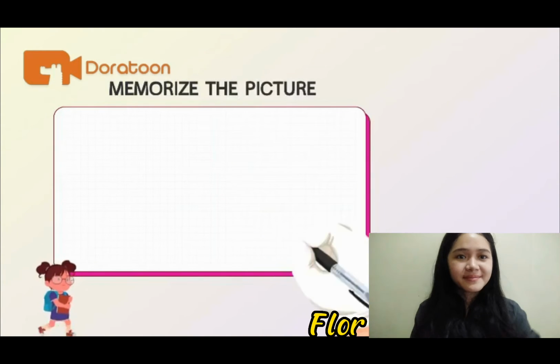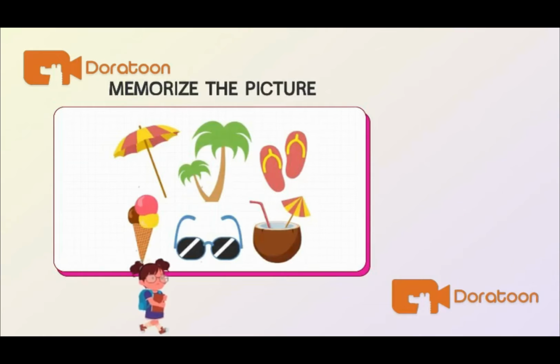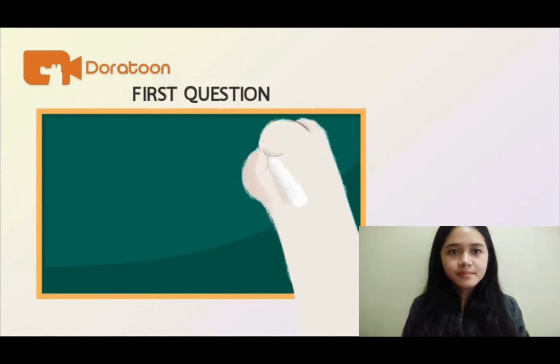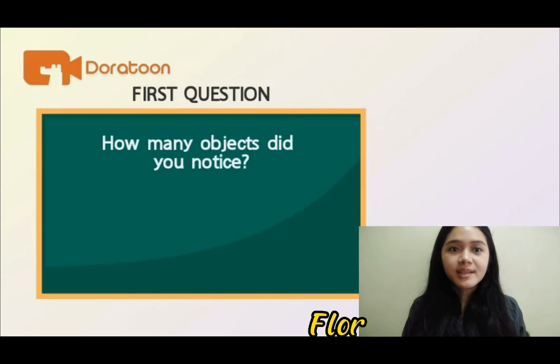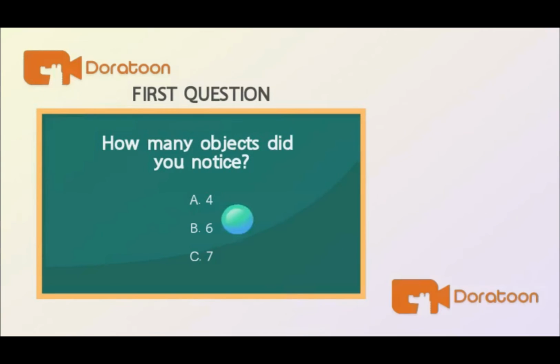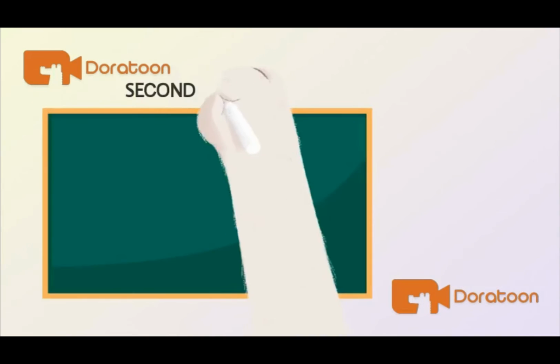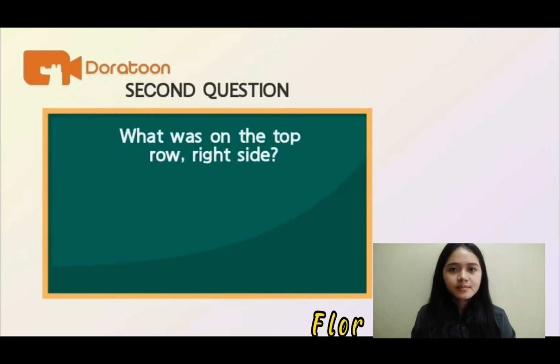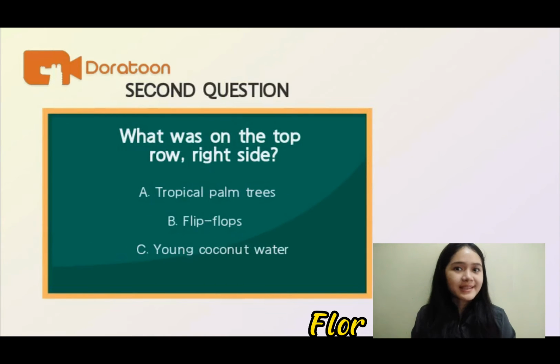Memorize the picture. How many objects did you notice? 6. What was on the top row right side? Flip-flops.